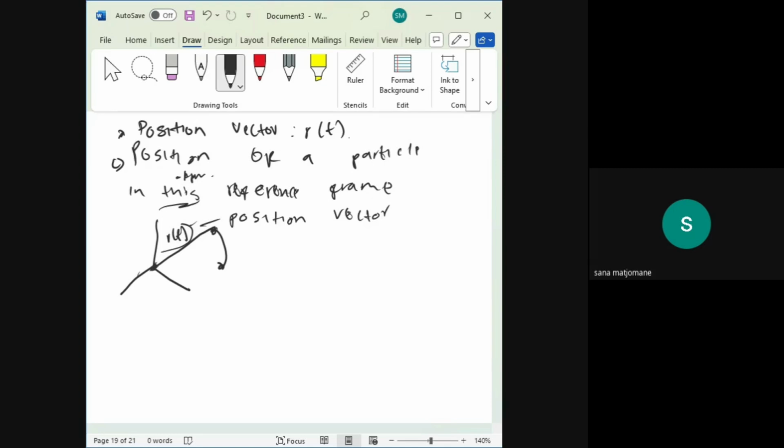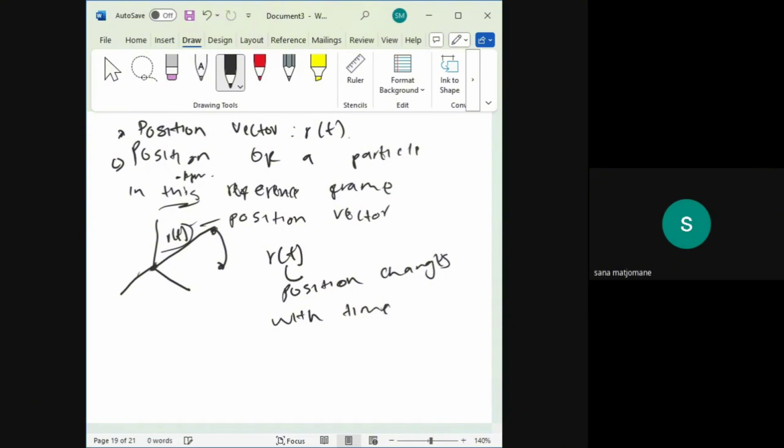To make it easier for you. So remember, guys, the t in here, when I say r(t), position vector, remember the t means position changes with time. That's what it simply means, changes with time.